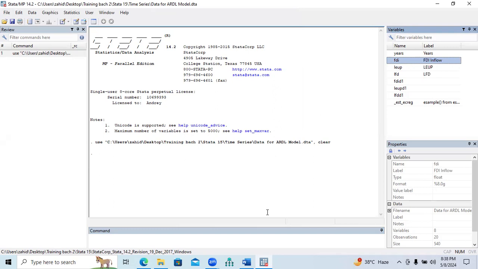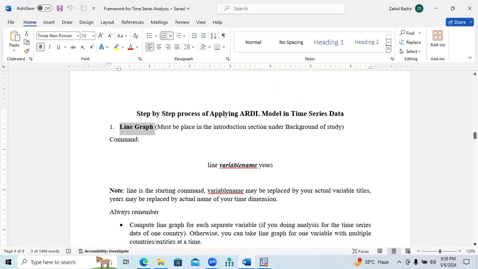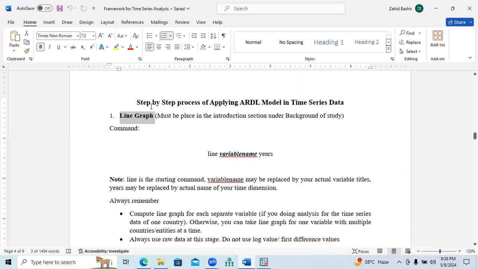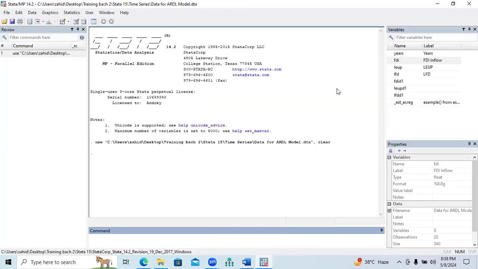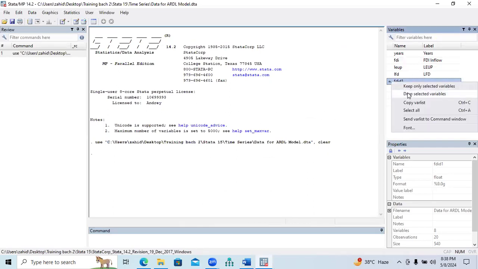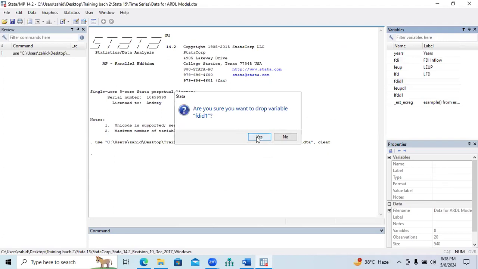There are two independent variables and there is one dependent variable. Whenever you need to apply the ARDL process, the first thing that you can do is to consider the line graph. So what is the command? That is line, variable name, and then your time dimension. Here the time dimension is years. First of all, I need to declare my data set to be time series.